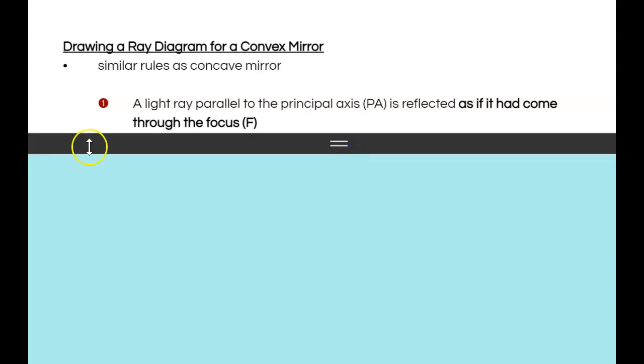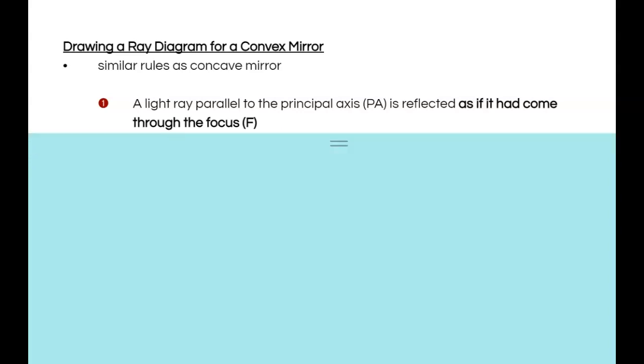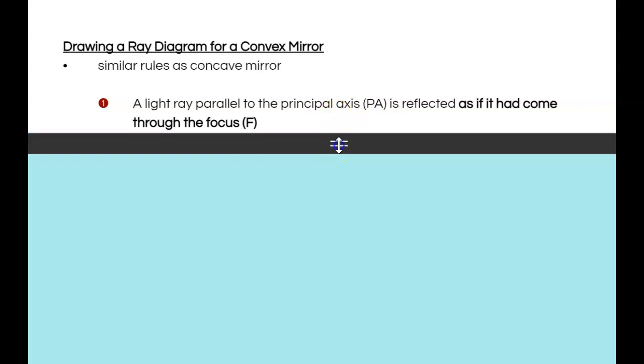Okay, so the first rule states that a light ray that is projected parallel to the principal axis, which I've got as a short form here, PA, is reflected as if it had come through the focus. What does that mean? Okay, let's look at a picture.